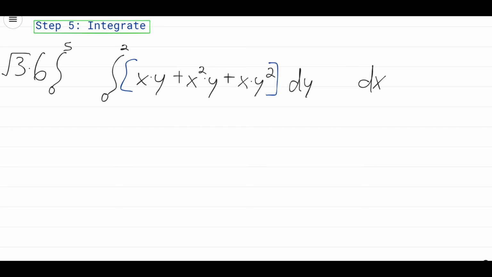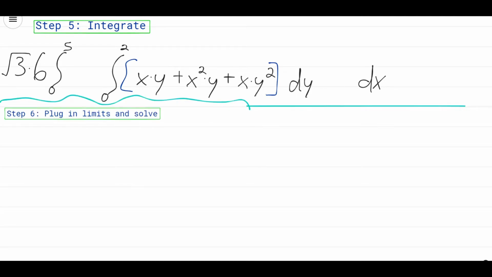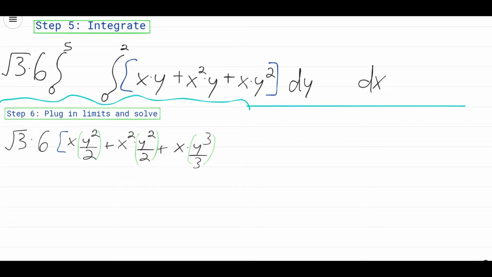So when we integrate this with respect to y, and we plug in the limits and solve, we get x, and then we integrate y, so it's y squared over 2, plus the constant x squared, and then we integrate the y again, it's y squared over 2, and then plus x, and then we integrate the constant, we integrate y squared, so we get y cubed over 3. And this is bounded between 0 and 2.